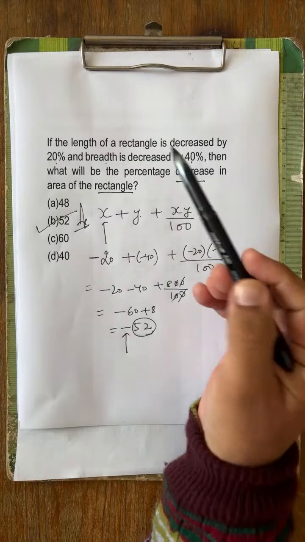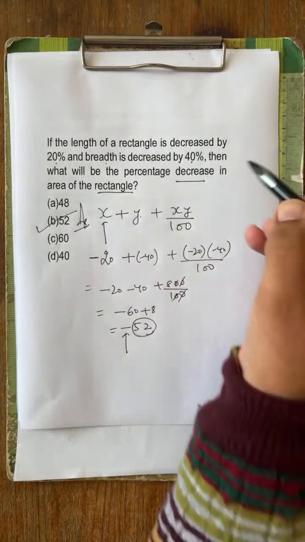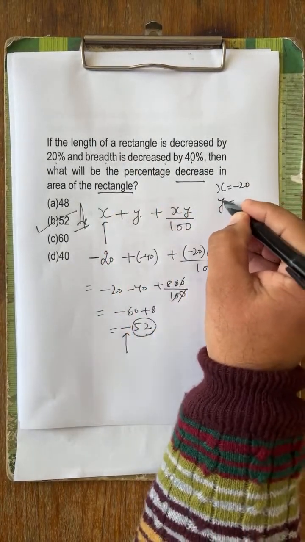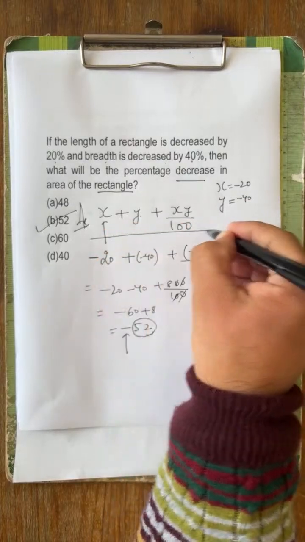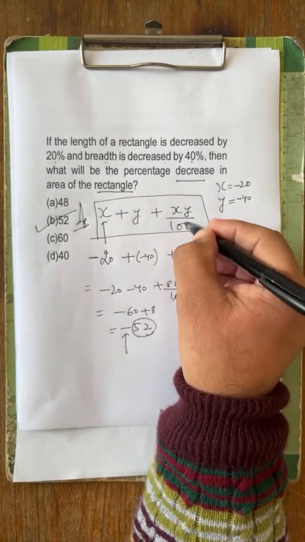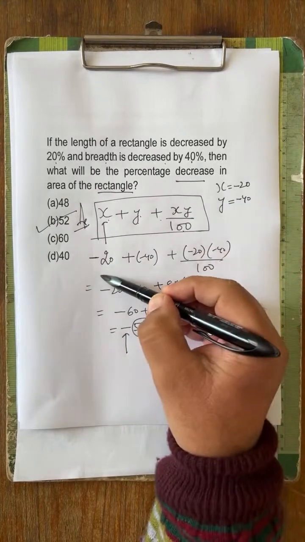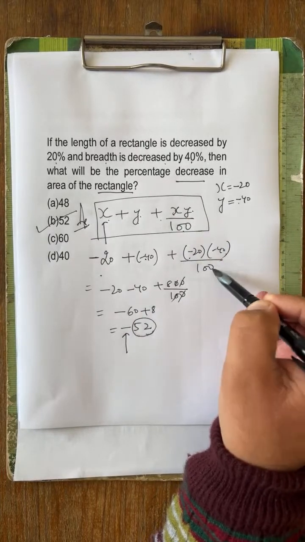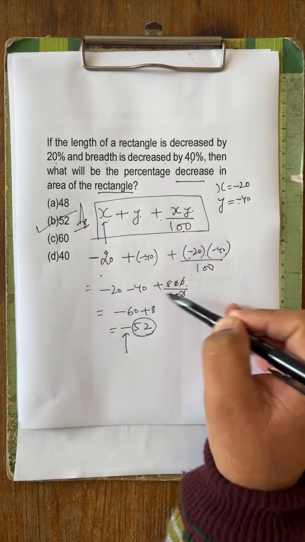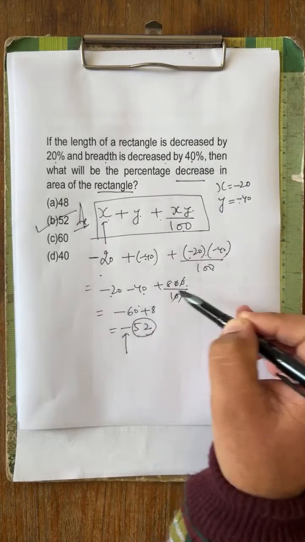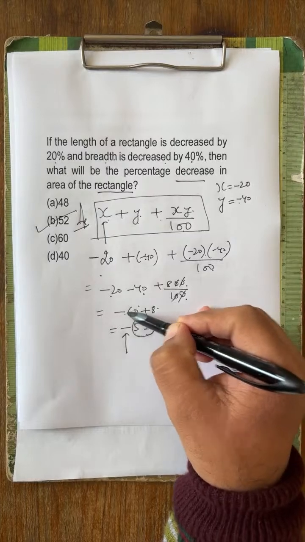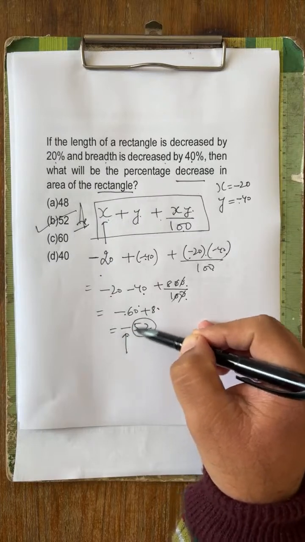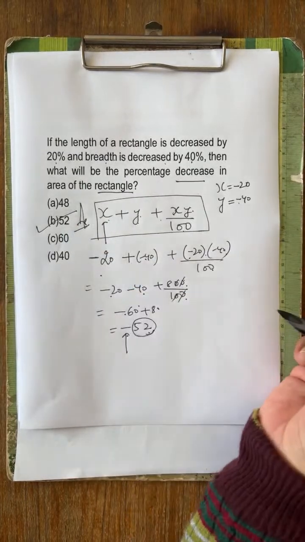Now I repeat, if the length is decreased by 20%, so we will suppose length x is equal to minus 20 and breadth is decreased by 40%, so we will take y as minus 40. By applying this formula x plus y plus xy upon 100, we will be substituting x as minus 20, y as minus 40, xy is minus 20 into minus 40 upon 100. This will be 800 upon 100. Minus 20 minus 40 is minus 60. This cancels. We are left with 8. Minus 60 plus 8 will be minus 52. This minus shows that there is a decrease in percentage and 52 will be our correct answer.